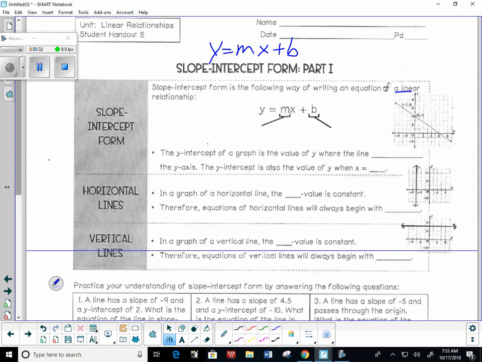In our 8th grade class, we are going to be focusing on linear relationships. Our m represents slope. We've been talking about rate of change, so many ways that we can find it. And b represents our y-intercept. So this is something that we're introducing.